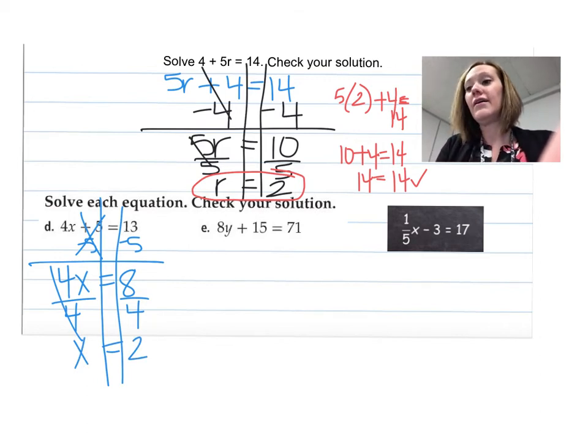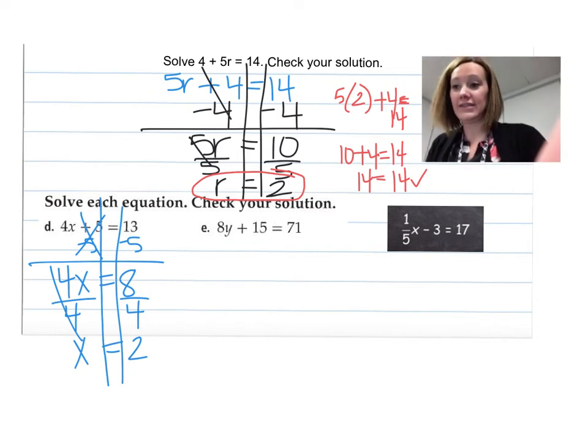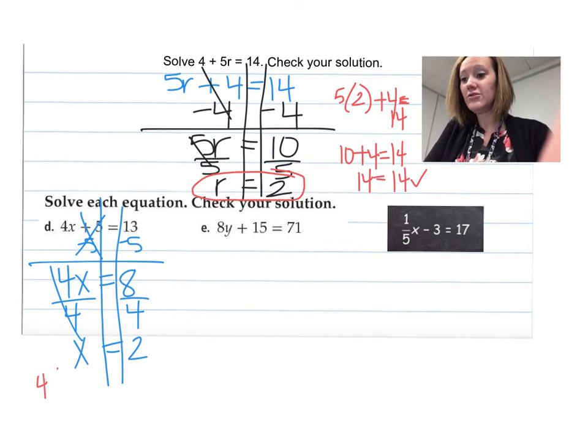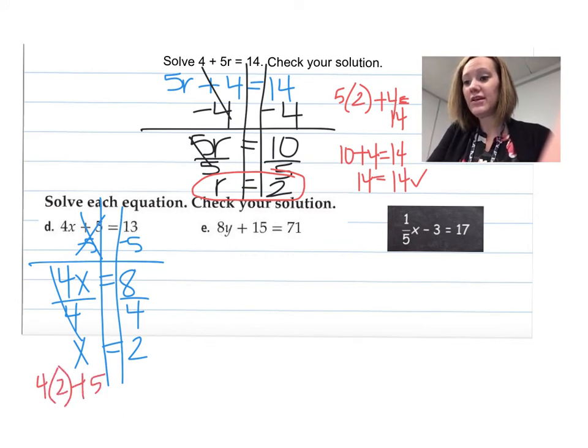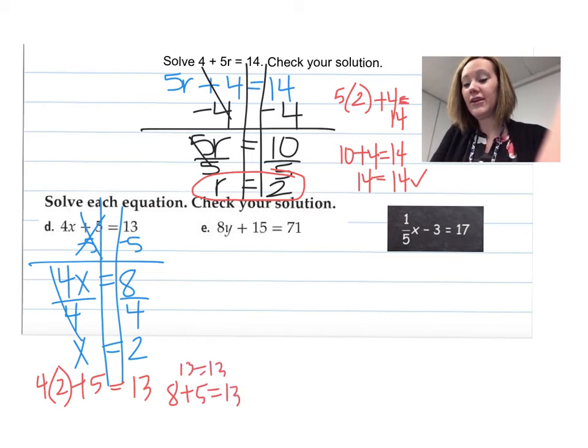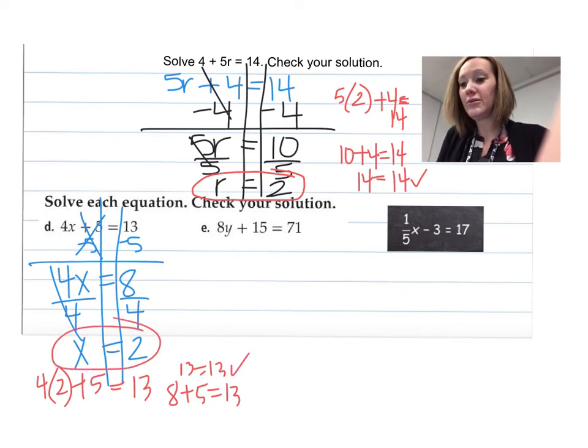And then I'm going to put that back in. I'm going to actually show in my steps that I am checking it. So I'm going to rewrite it out using PEMDAS. 4 times 2 plus 5 equals 13. 4 times 2 is 8 plus 5 is 13. 13 equals 13. Sorry, I'm going out of order here because I ran out of room. That checks, so I go back, circle my solution.